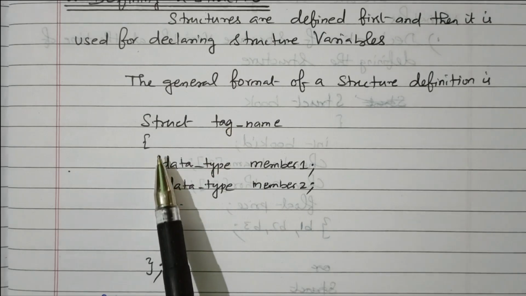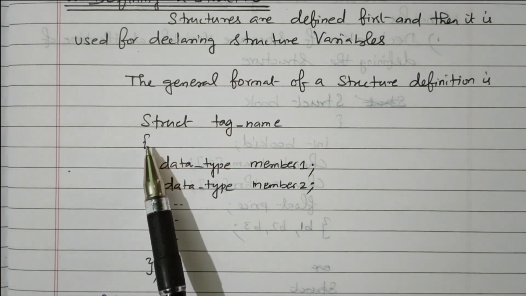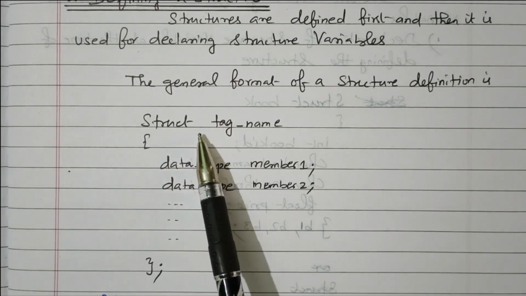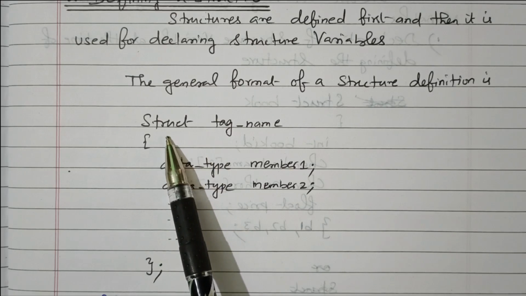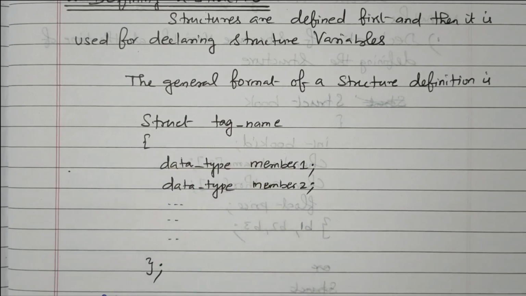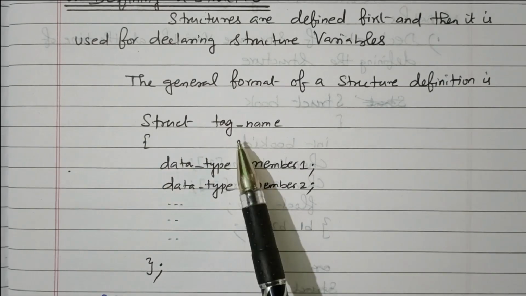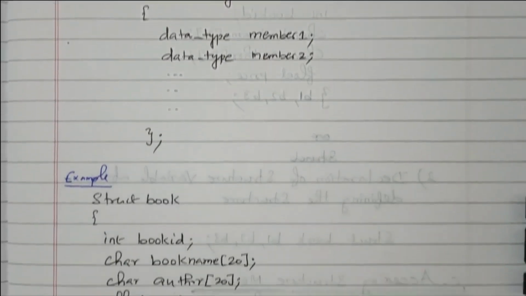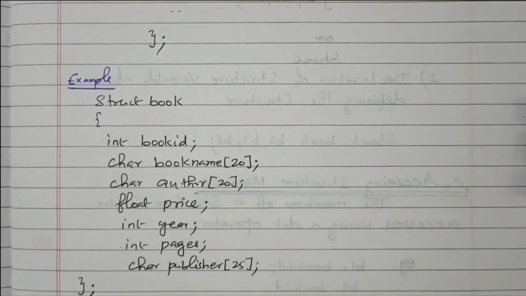We are using the struct. This is the structure name. It's a keyword for structure. This is a structure name. Inside, different types of related data are declared and closed with the closing brace and semicolon, right? So this is defining a structure. Now we'll see one example. How to define a structure?